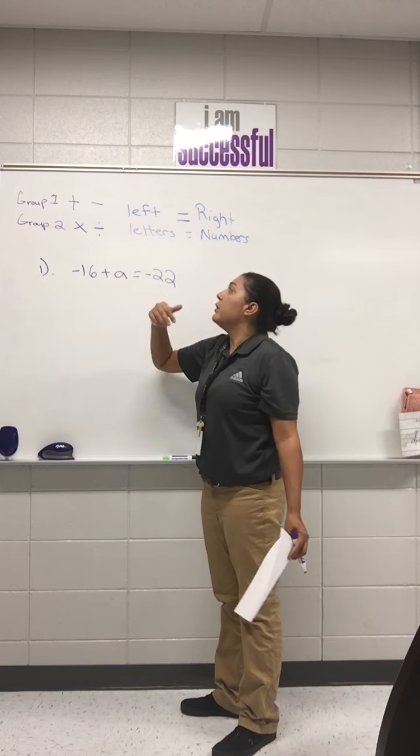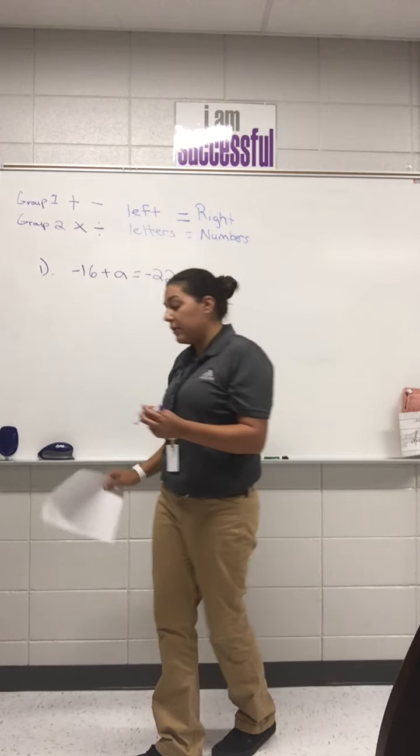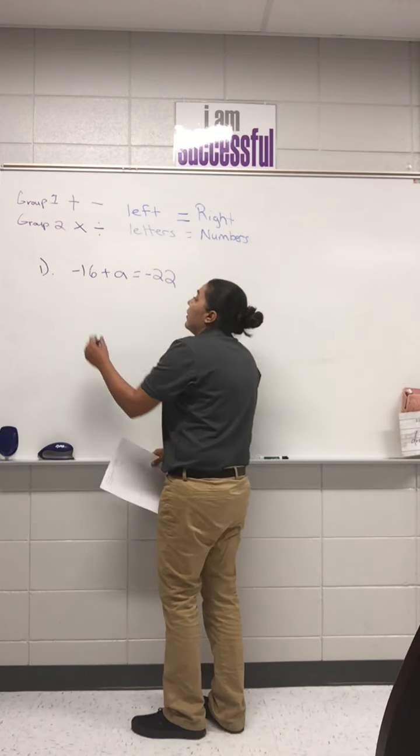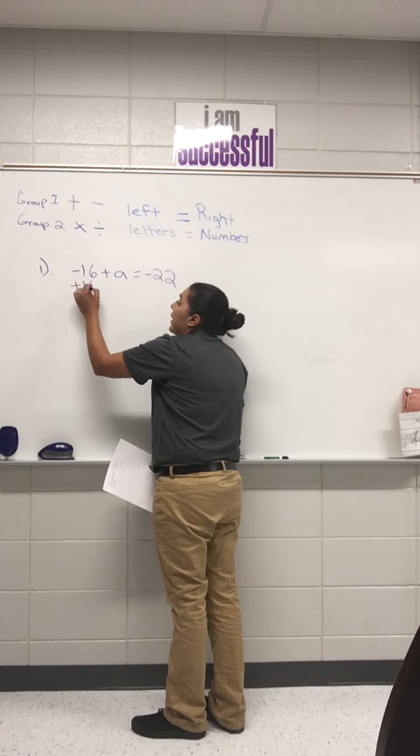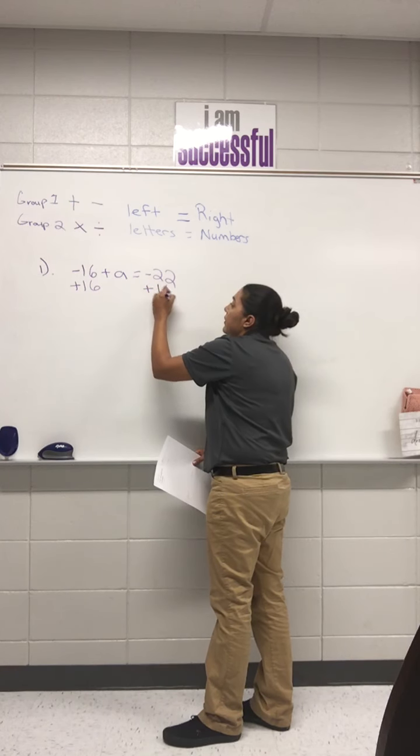And as always, we do addition and subtraction first. So what's the opposite of minus? What's his best friend? Plus. And if we do it to one side, we got to do it to the other side. So plus 16.